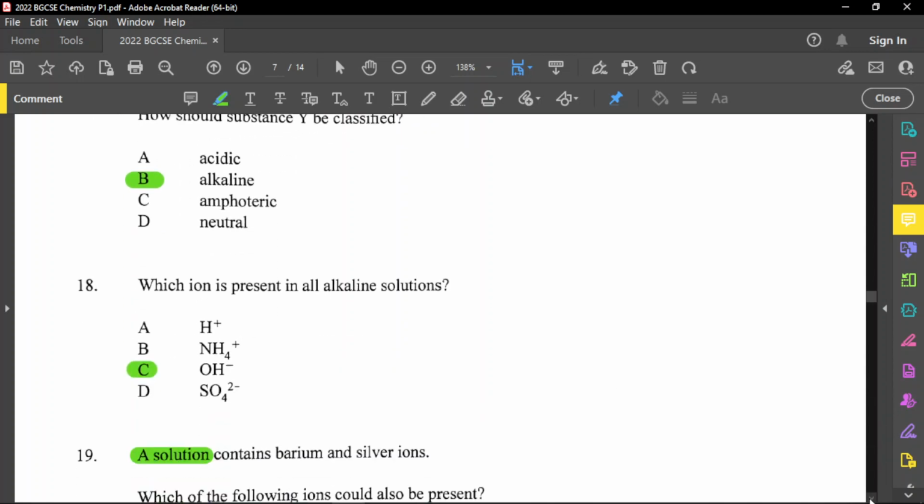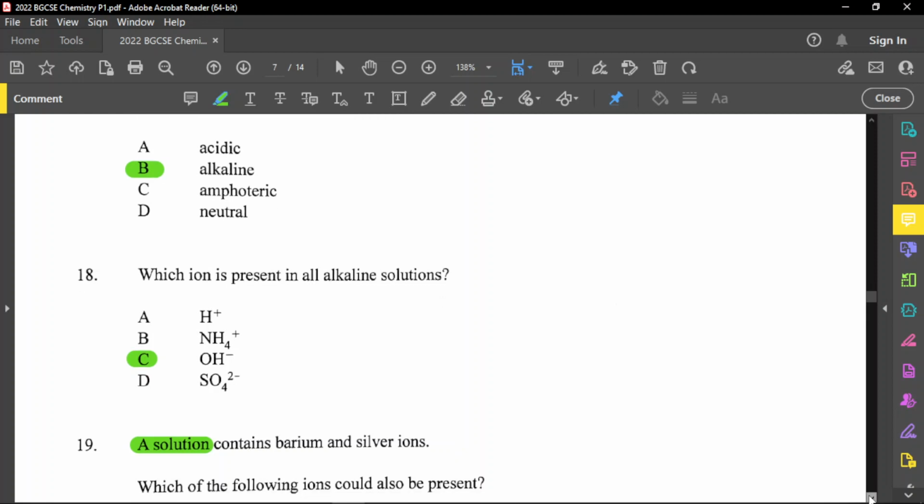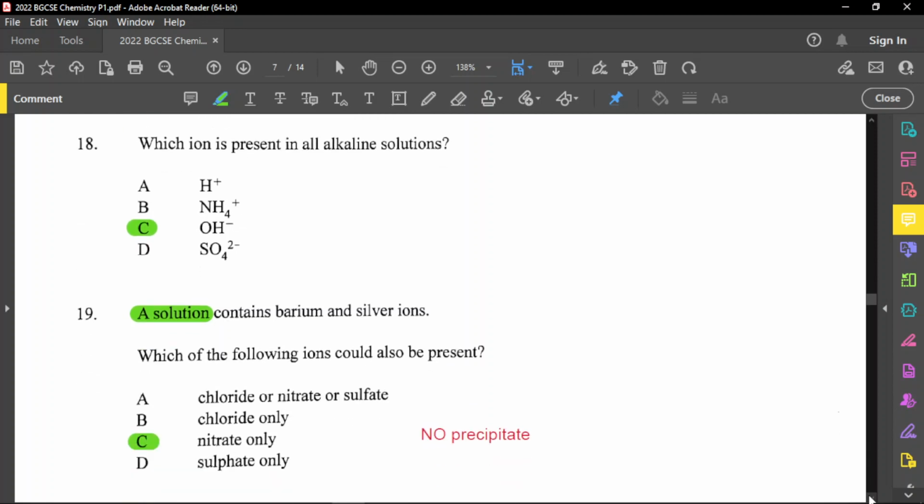It said, which ion is present in all alkaline solutions? And for you to have an alkaline solution, you must have hydroxide, right? That's what defines alkalis, hydroxide. All right. So OH has a minus charge, as I mentioned. So you can even use these to kind of note the charges right here, of the different ions that we have: ammonium, hydrogen, and the sulfate ion. Because of course you may use them again, especially in paper 2 and 3.